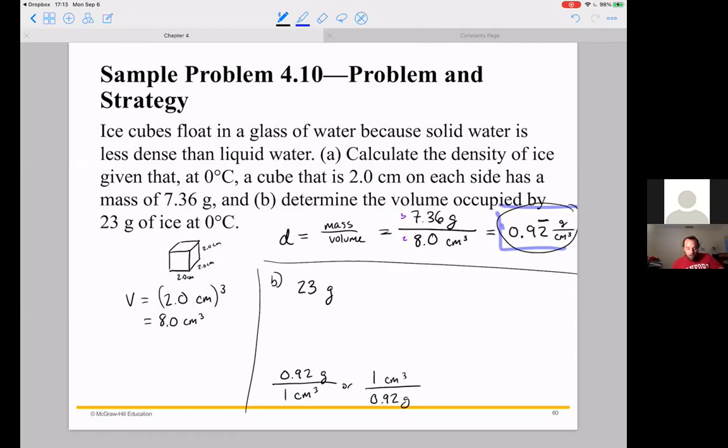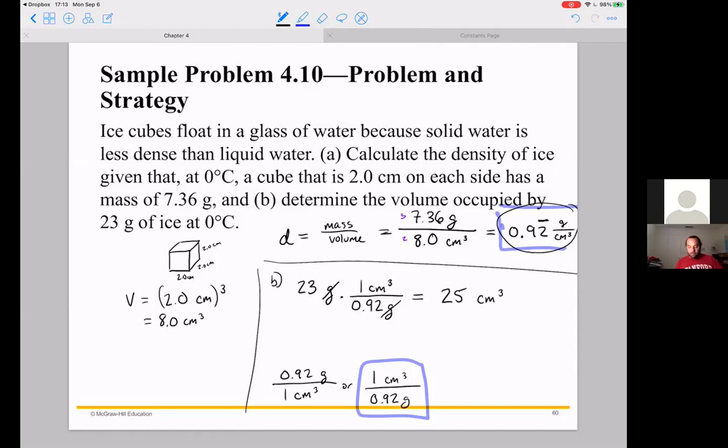So if I want to know the volume occupied by 23 grams of ice, which conversion factor am I going to use? I'm going to use the one that allows me to cancel out grams and put it in centimeters cubed, which is a volume measurement. So here I'm going to multiply by 1 centimeter cubed over 0.92 grams, punch that into my calculator, and I would get 25. Grams cancel, and I'm left with centimeters cubed.